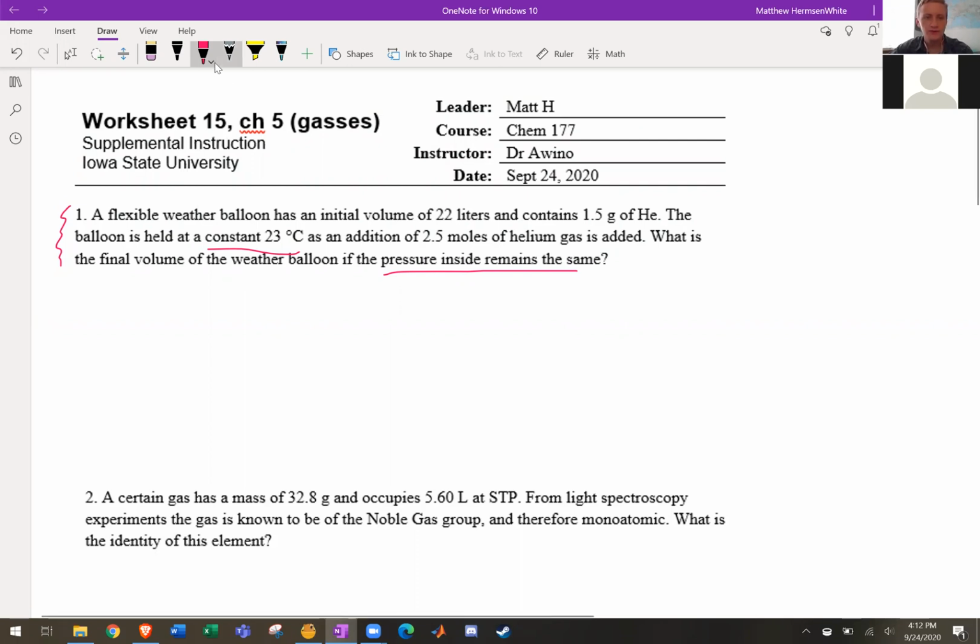A few things to note is that in the problem it says a constant 23 degrees Celsius. So anytime it says it's constant, we are going to cross off that variable from our equation like we saw yesterday. So also here we say pressure inside remains the same. So our pressure is also going to be constant throughout this process.